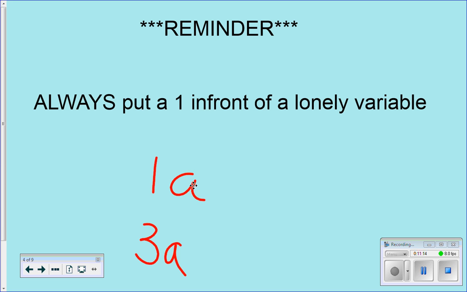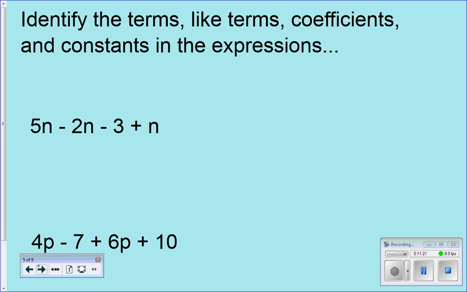All right. Ready to give some a whirl? Okay, move on. All right, so this is what's going to happen. First of all, they're going to give you an equation or an expression that looks like this, and they want you to identify the terms, the coefficients, and the constants in the expression. The first thing I want you to do, though, is take a different color pen, and look at this, and circle all the like terms with one color.